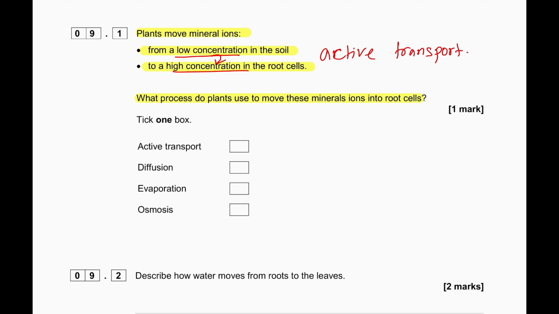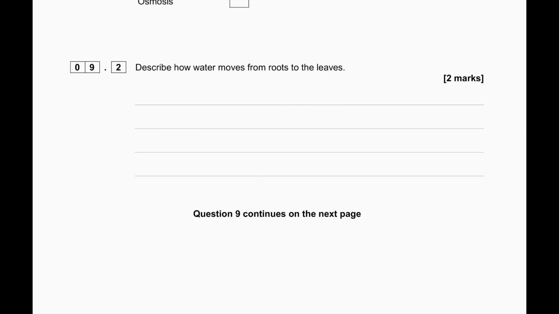Active transport is the movement of ions against the concentration gradient using energy from respiration. So the root cell will use active transport in this case. Describe how water moves from roots to the leaves.